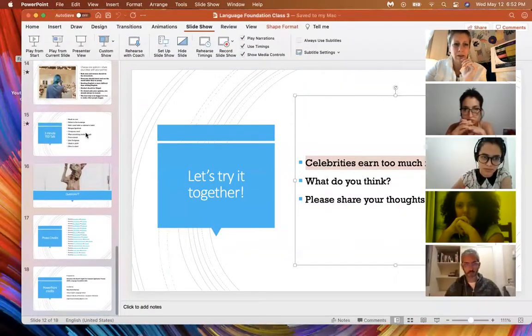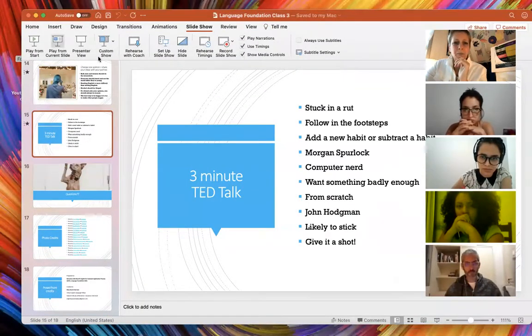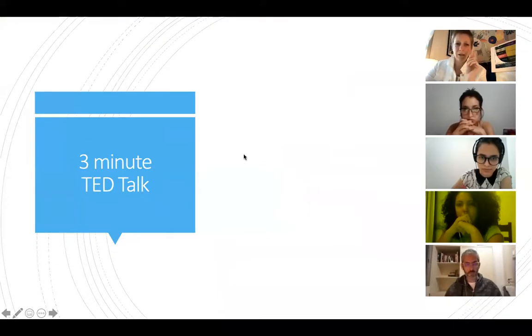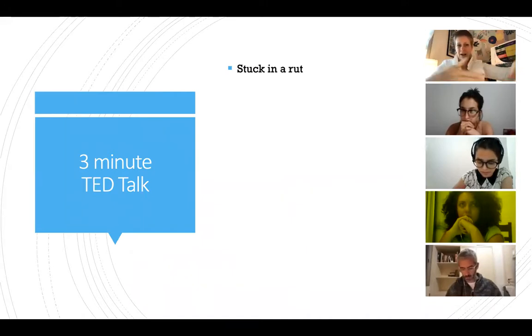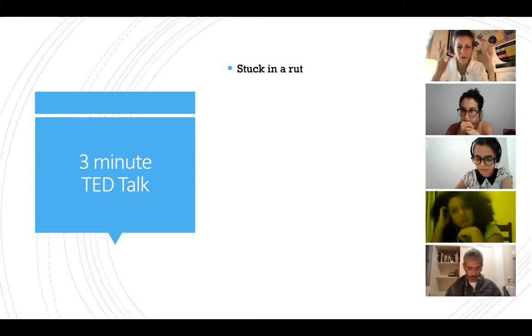Okay, so let's go here. These are just some expressions, and I just want to make sure you know what they mean. Does everyone know what this means? To be stuck in a rut? To be stuck in a rut means that you do the same thing over and over and over again, and you don't have any new ideas or new growth, okay? A rut is like in the ground. If you get stuck there, you're just doing the same things over and over again. It makes you crazy, okay?